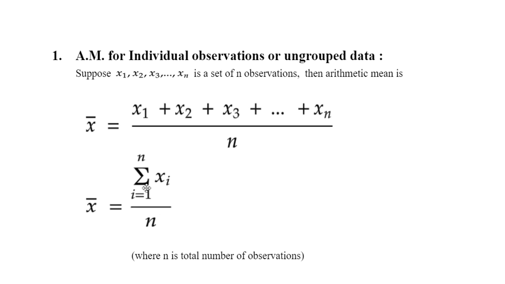This sigma sign stands for summation, and i is varying from 1 to n because we have been given n observations. If i is equal to 1, then xi stands for x1. If i is equal to 2, then xi stands for x2. If i is equal to n, then xi stands for xn. So this is nothing but summation of xi, i from 1 to n, that is the sum of all observations.